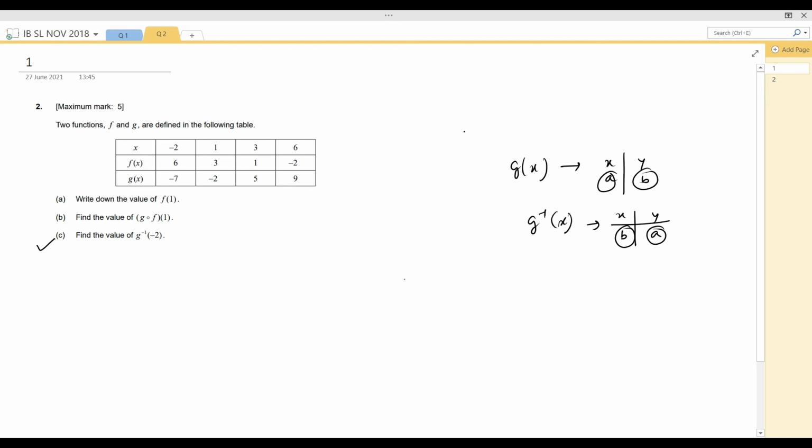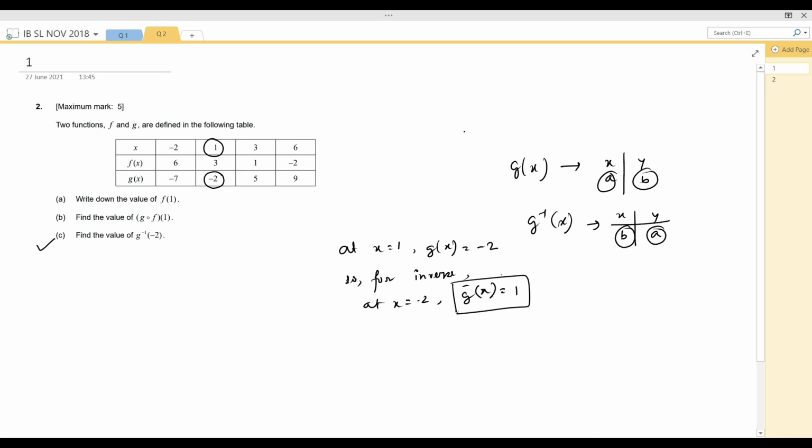So as you can see, at x equals 1, g(x) is minus 2. See here, g(x) is minus 2 at x equals 1. So from here we are writing, for the inverse, at x equals minus 2, g inverse of x will be 1. Just we have swapped the values.